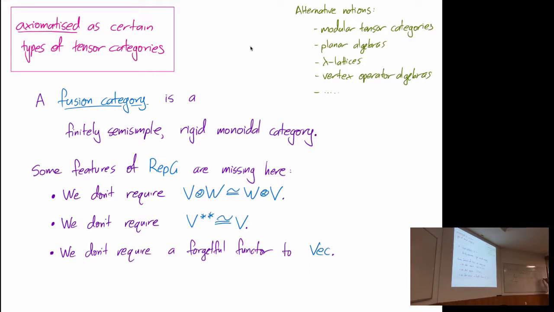Do the arrows actually work like they did before? No, that arrow is going the other way. Okay. So these are facts that are certainly true in vector spaces, and those are exactly the axioms.